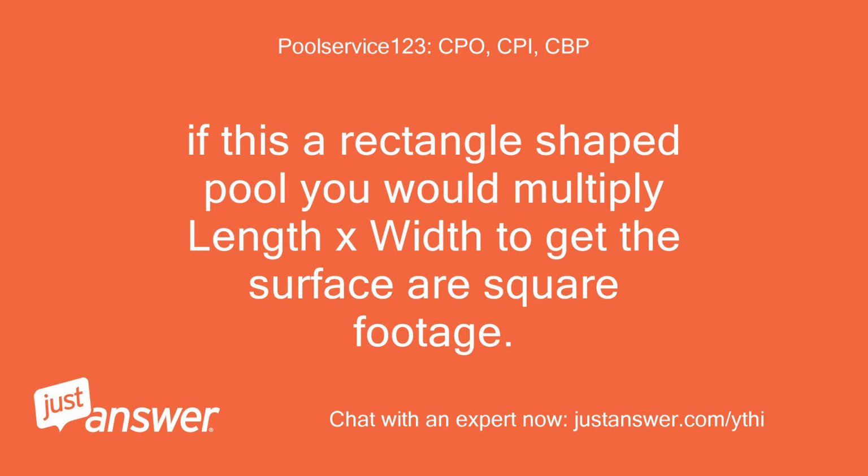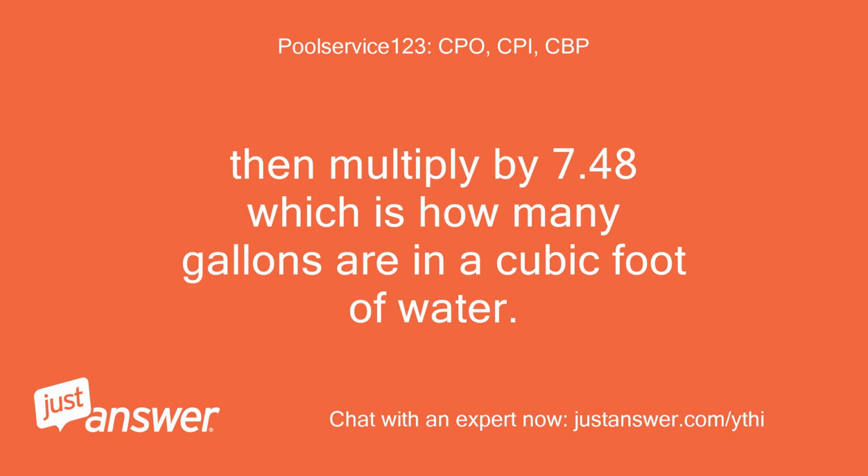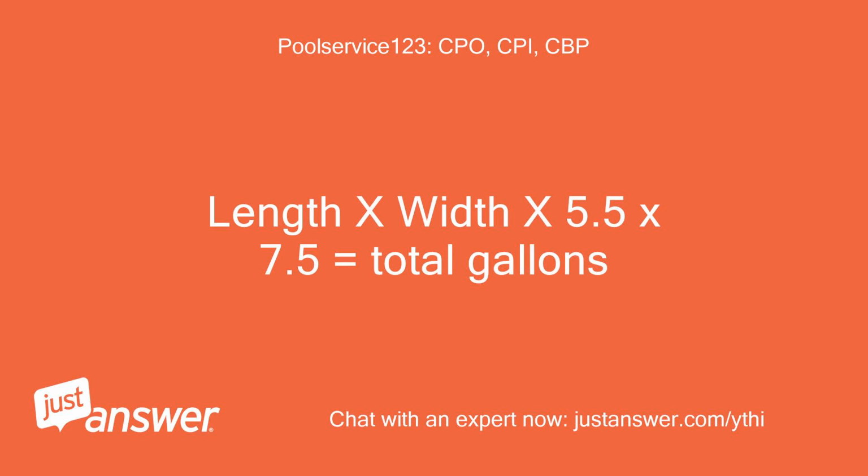If this is a rectangle-shaped pool, you would multiply length x width to get the surface or square footage. Next, multiply that number by the average depth, which in your case is 5.5. Then multiply by 7.48, which is how many gallons are in a cubic foot of water. Simplified: length x width x 5.5 x 7.5 equals total gallons.